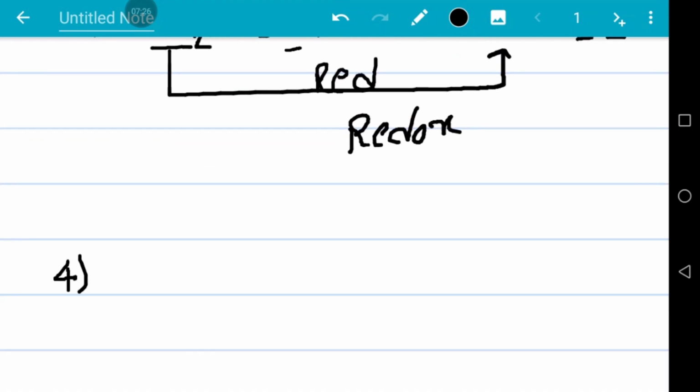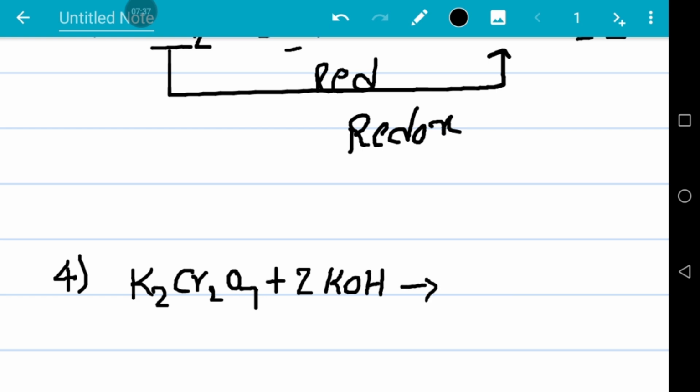Fourth one: K2Cr2O7 plus 2KOH gives rise to K2CrO4 plus H2O. So this is equation number 4. Now calculate the oxidation states of each and every element.